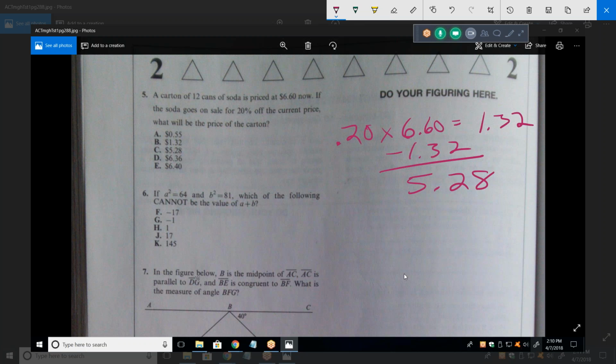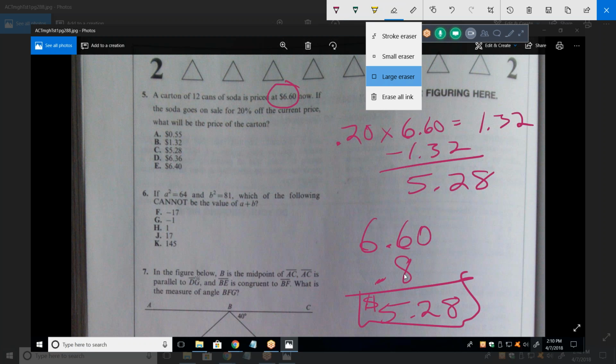However, let me suggest a one-step method instead of a two-step method. Instead of multiplying by 20%, multiply the entire price by 80%. Oh, okay, that makes sense. What do you get in your calculator? 5.28. One step instead of two steps. And that's an important step to learn.